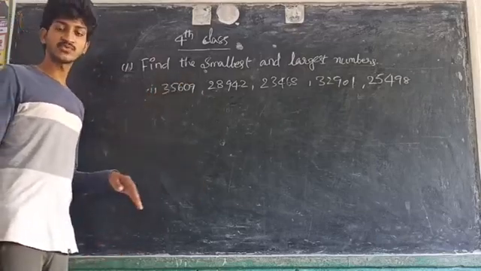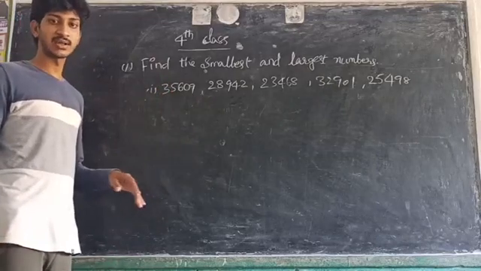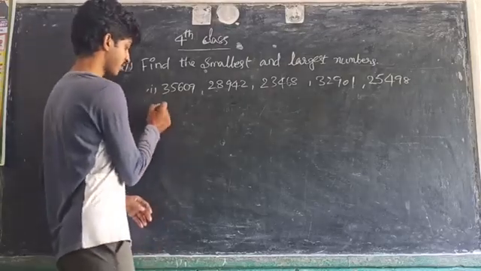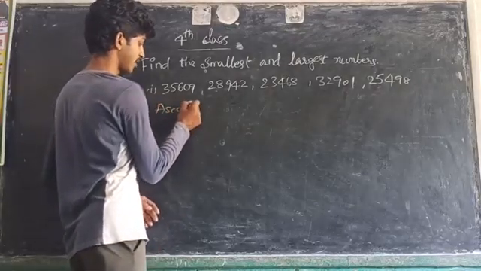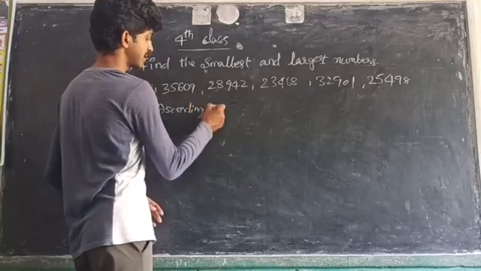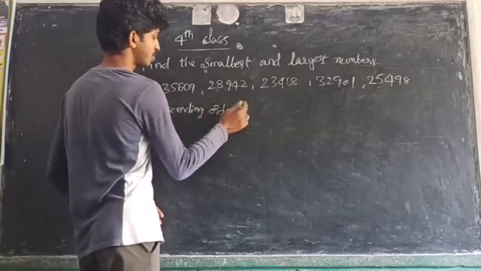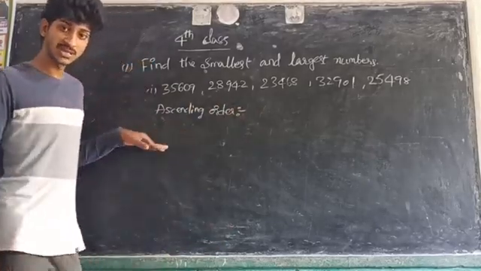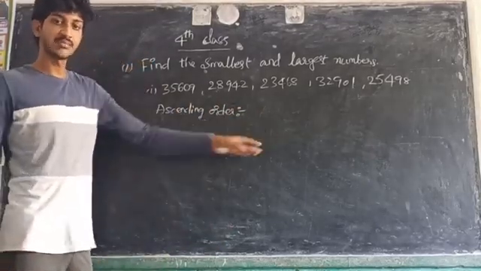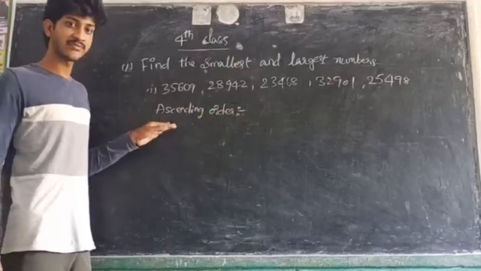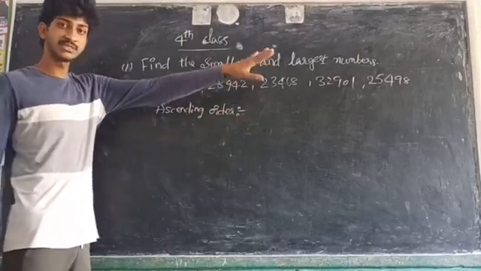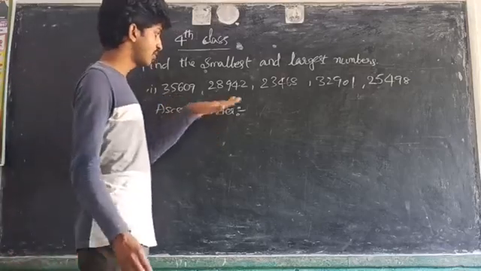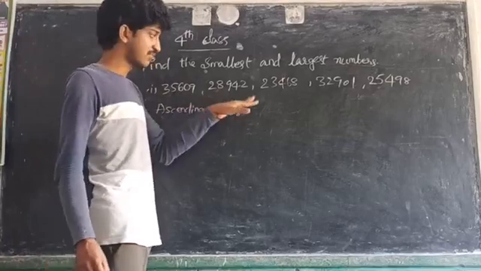For this type of problem, we have to use ascending or descending order. Any one of these orders is sufficient. So I am taking ascending order now. What does ascending order mean? Ascending order means from the smallest number to the greatest number. So the first number is the smallest number and the last number is the largest number. By using this ascending order, I can find which number is smallest and which number is largest. Now write the smallest among these 5 numbers.